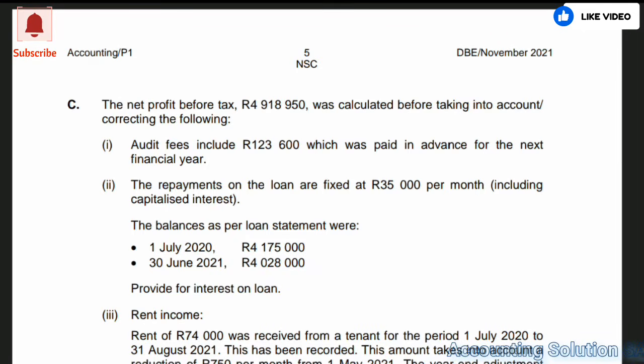So this amount was subtracted under the income statement. Is it correct? No, it's incorrect. What are we going to do now? We have to rectify. Because it was subtracted, now we have to add it back.